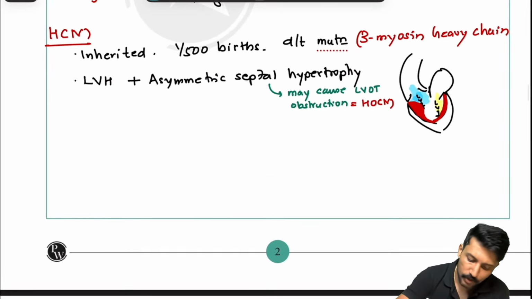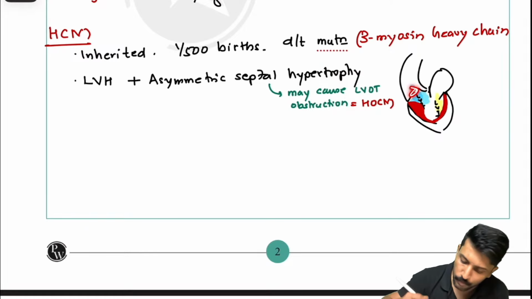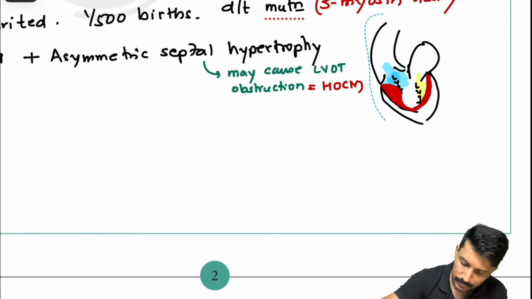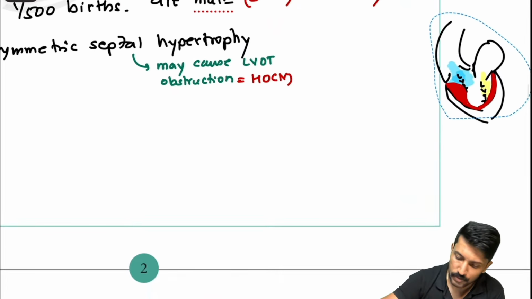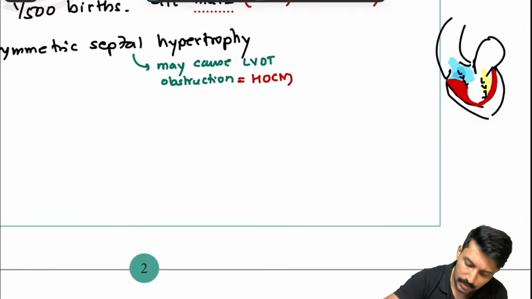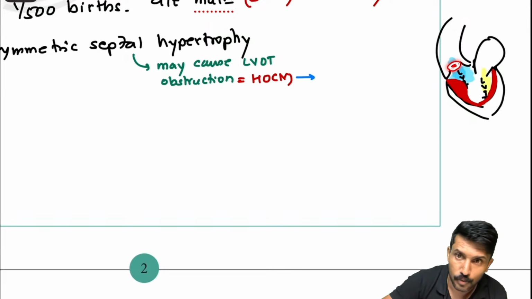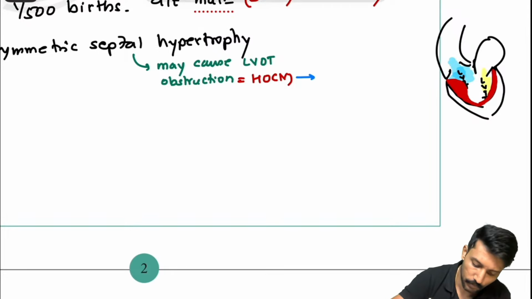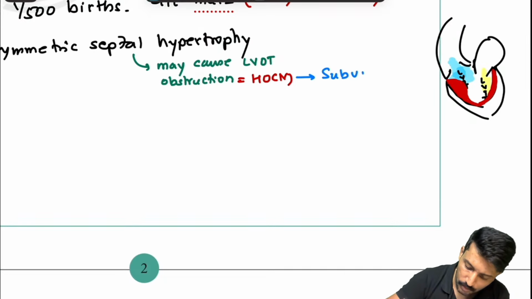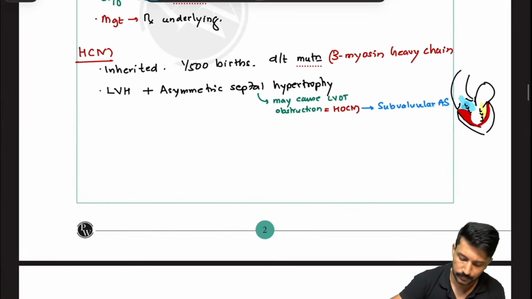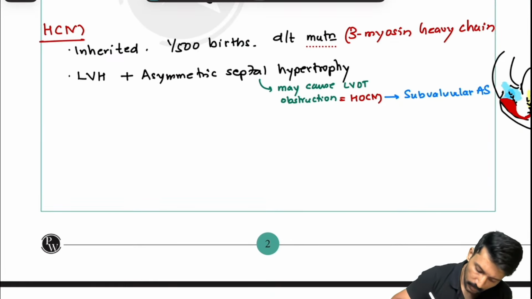Okay. Extra point that you need to know about this is obstruction is not the only problem. When it causes obstruction, the obstruction is also known as subvalvular aortic stenosis. Why? Because in aortic stenosis the obstruction is in the aortic valve, but here just underneath it, this area is creating the obstruction. So we will call it subvalvular aortic stenosis, subvalvular AS.